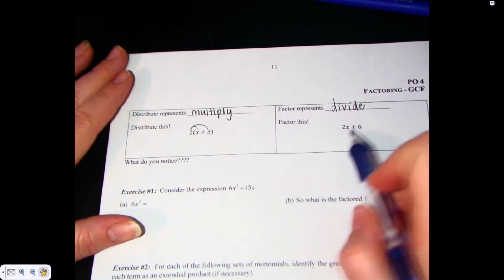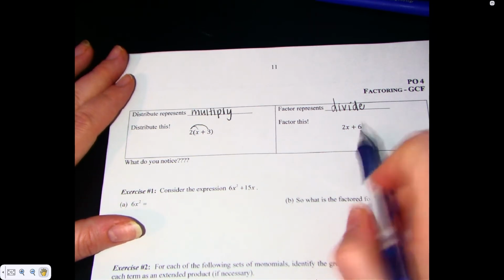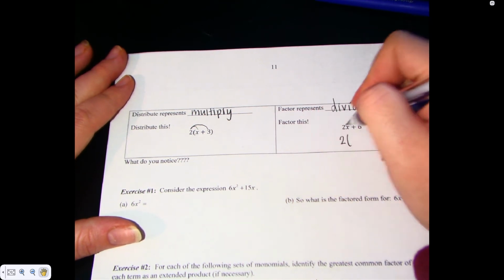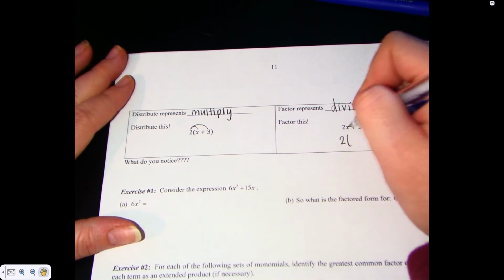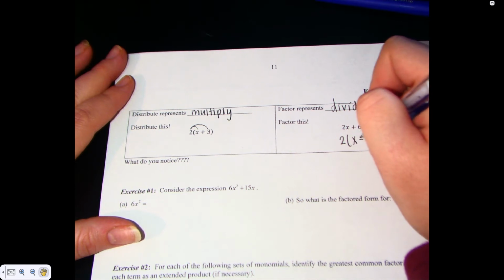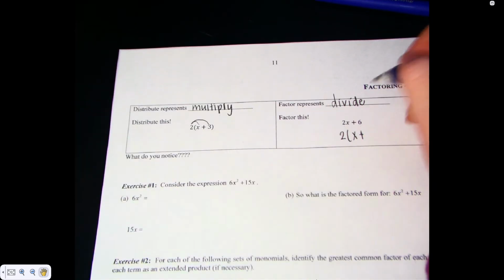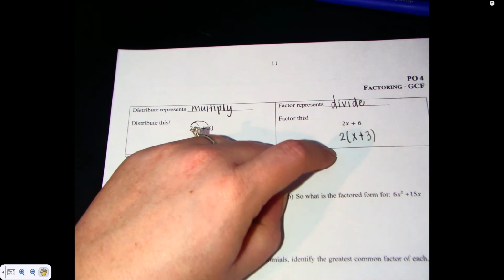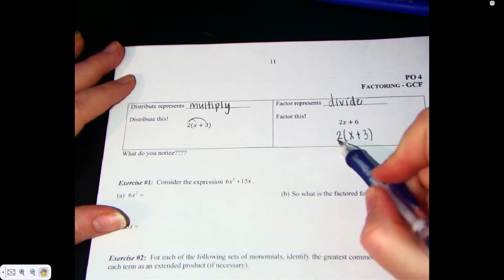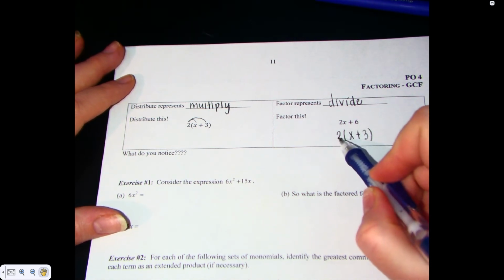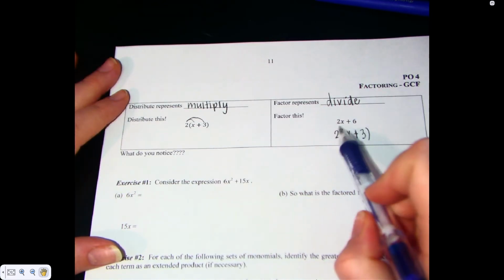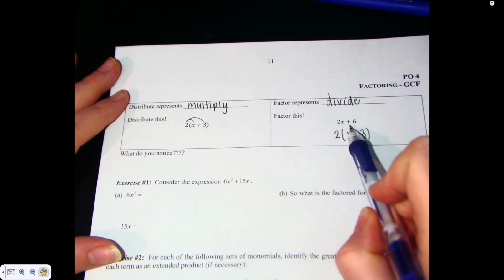Okay, so between 2 and 6, what's the biggest number I can take out? Well, I can take out a 2. 2 divided by 2 is 1, and it just leaves the x. Plus is the operation. And 6 divided by 2 is 3. Okay, so I factored out the GCF using division. If I want to put the GCF back in, the opposite of division is multiplication. So you would say 2x plus 6, and it's equivalent.